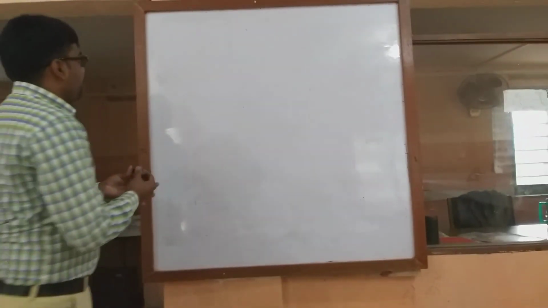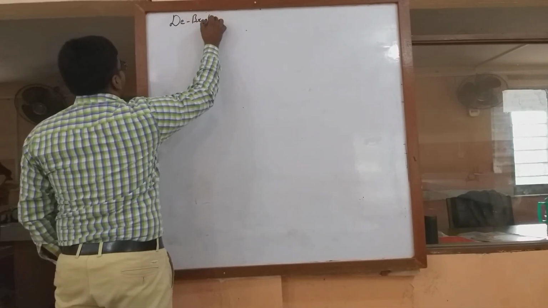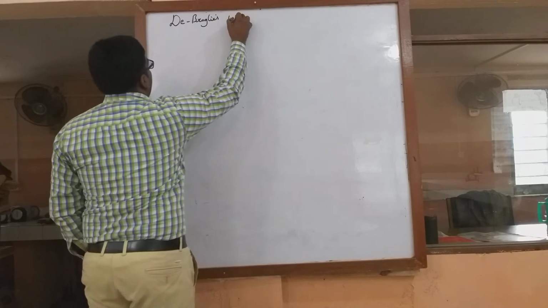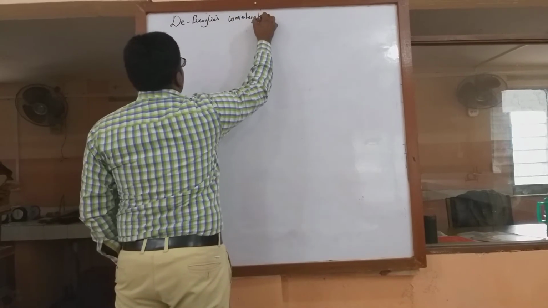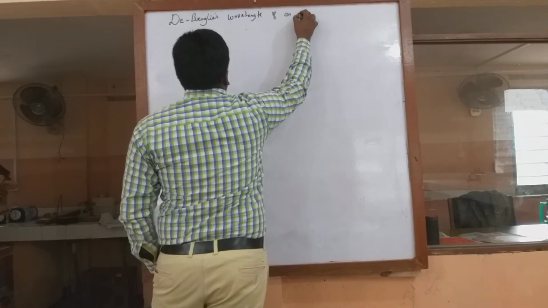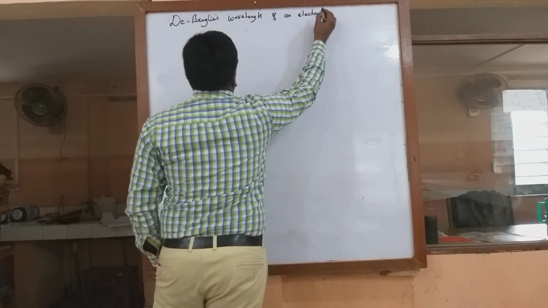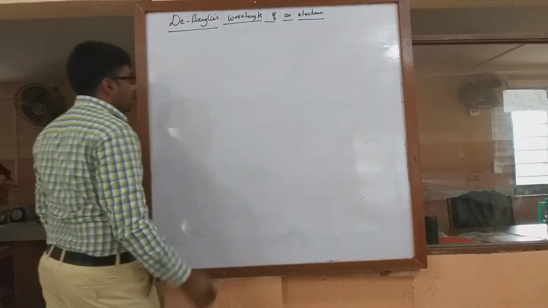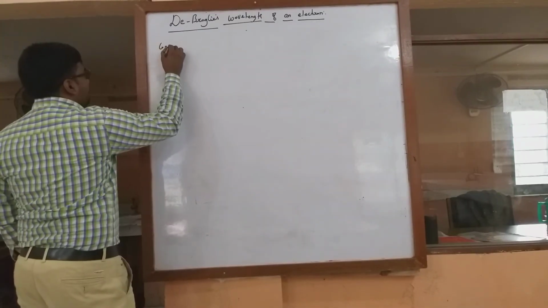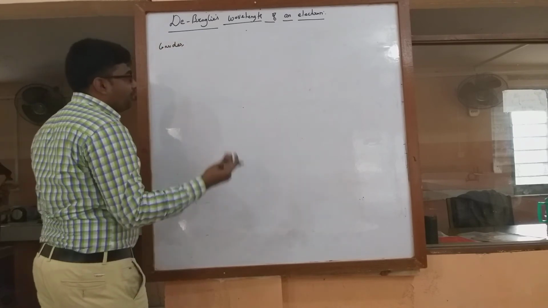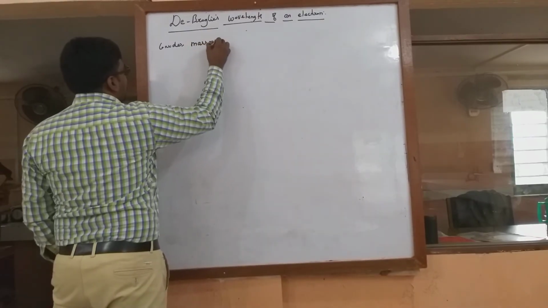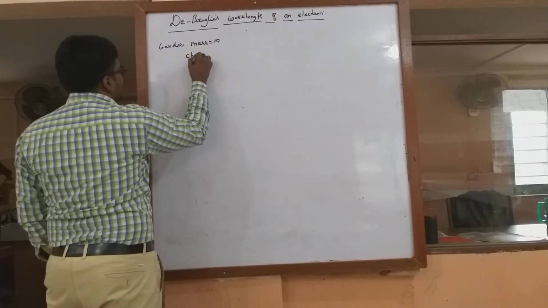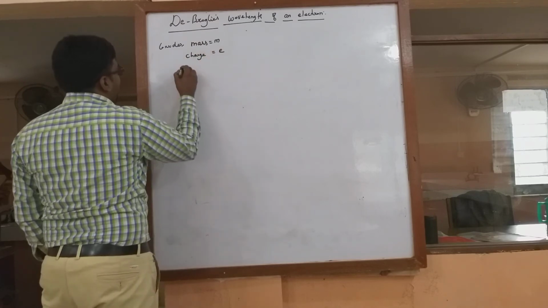The next one is de Broglie's wavelength of an electron. So electron is a particle, so we are going to find out the wavelength of an electron. For this, let us consider a particle, for example an electron which has a mass m, charge E, and the potential is equal to V.